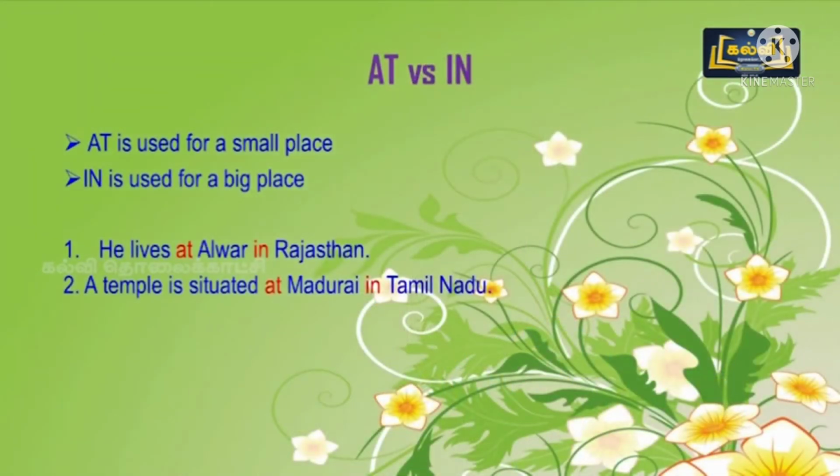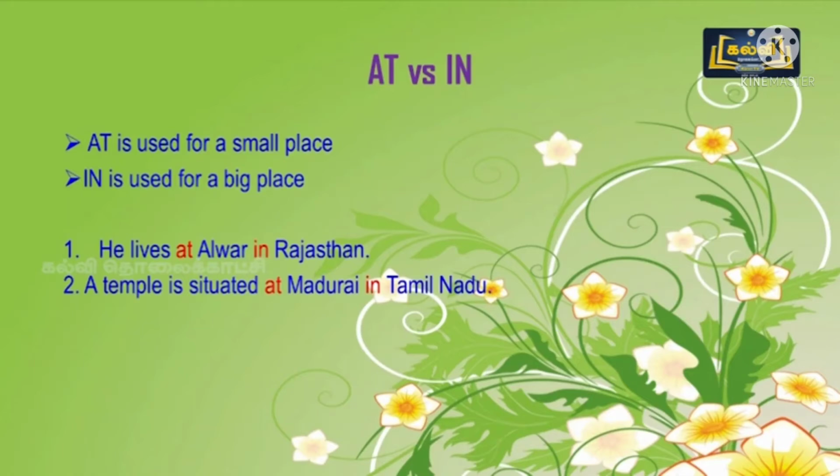Here you will have the confusion at versus in. For this dash, at will come or in will come, you will have the same confusion. So, you need not confuse anything, you understand clearly. At is used for a small place, but in is used for a big place. Have it in your mind. At is used for a small place and in is used for a big place.